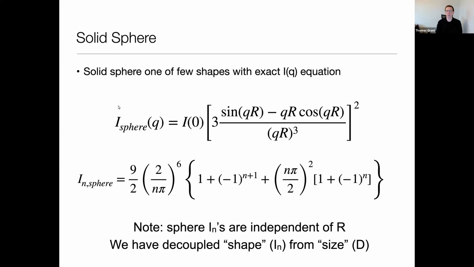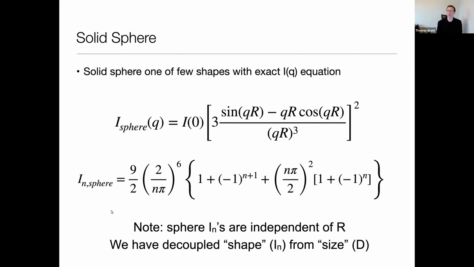So what we can do is we can say, I want to know what the Shannon intensities are by saying Qn is equal to n pi over d, where d is equal to 2r. And so I can plug those in here, and I can work all that math out, and it turns out that it converges to this equation here. And the key thing I want you to recognize about this equation is that r is not present anywhere in this equation, and that is on purpose.